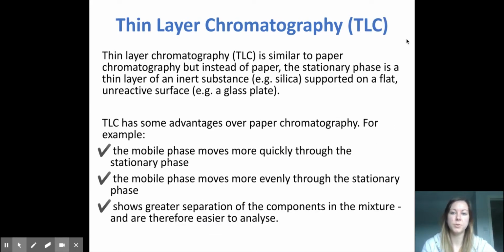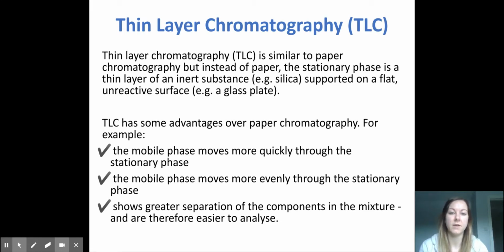The second type of chromatography is thin layer chromatography, shortened to TLC. It's very similar to paper chromatography, but we don't normally do these in the school lab. Instead of paper, the stationary phase is a thin layer of an inert substance, so something that's not going to react with anything in the mixture, like silica. And that is supported on a flat, unreactive surface. So again, we don't want anything reacting with our mixture to be separated, so it's put on a glass plate.